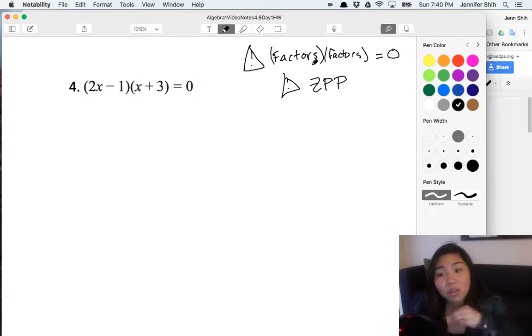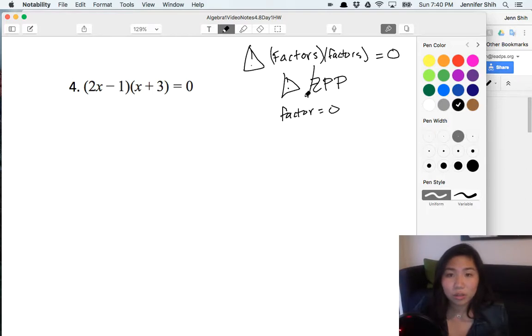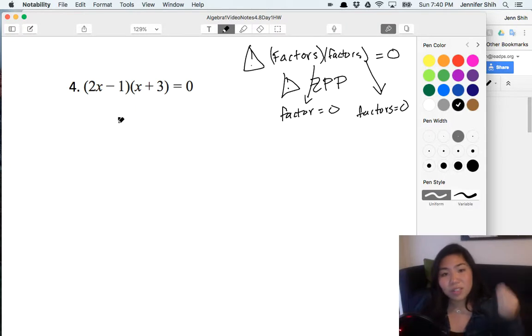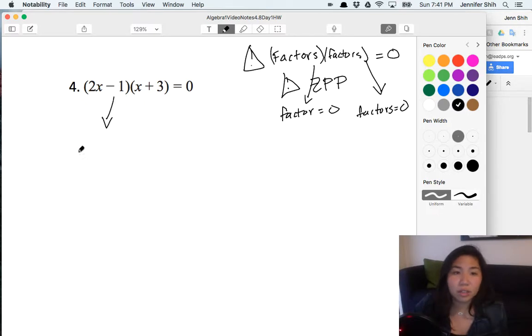And so I will label it ZPP for zero product property. That means that my factor is equal to 0. So I draw arrows, and I split it up into two equations. So this is what we mean by using your problem solving skills. If you see a structure like this, a factor times a factor is equal to 0, use your zero product property. So we're going to do 2x minus 1 is equal to 0. X plus 3 is equal to 0.